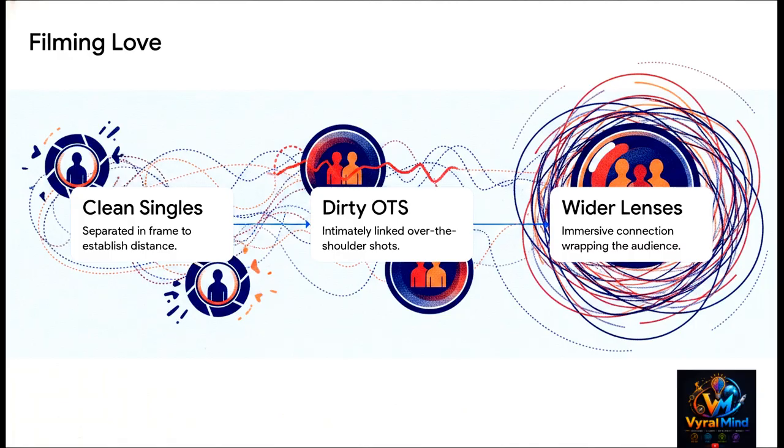Think about the mechanical progression of two people falling in love on screen. Step 1, you start with clean, separate single shots of each character to establish distance. Step 2, as their connection grows, you move to dirty, over-the-shoulder shots, visually linking them together in the exact same frame. And Step 3, as the love really deepens, you swap to immersive wider lenses and move the camera physically closer. This completely removes the space between them and wraps the audience right up in their intimacy. It's a calculated, almost mathematical progression of empathy.